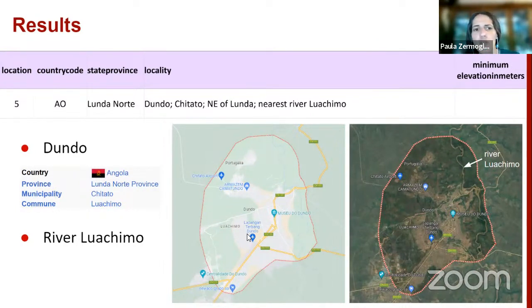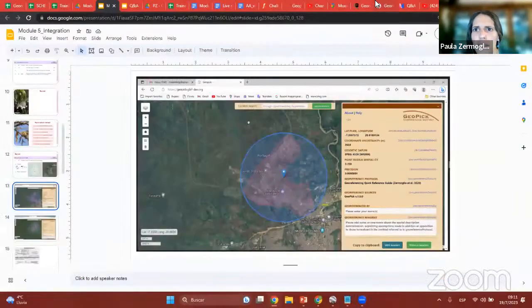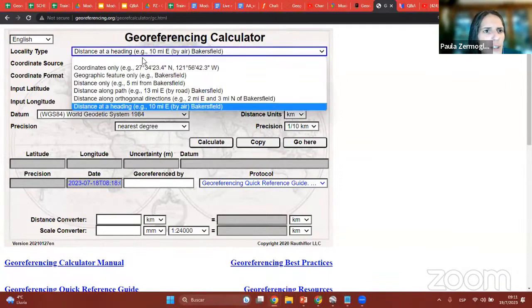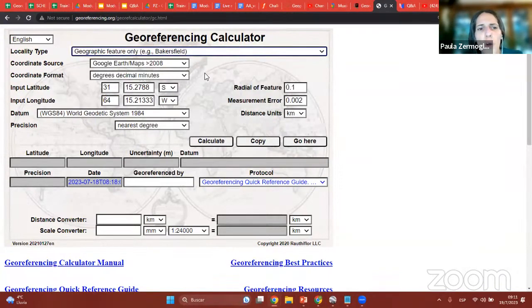So once we have determined that, we can know which are the sources of uncertainty. And we can see that very easily in the calculator. But yes, let me go to the calculator because I think it will be easier. If we choose geographic feature only, which are the parameters that we need to provide? Well, one of the parameters is the coordinate source. This means where are we getting the coordinates for that feature, for that town, for Dando in this case.